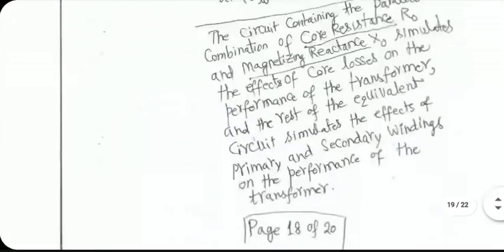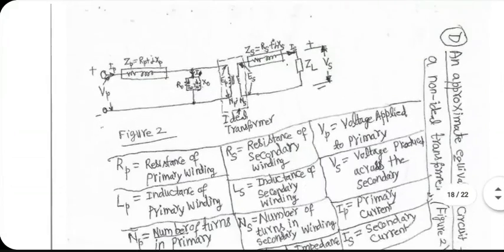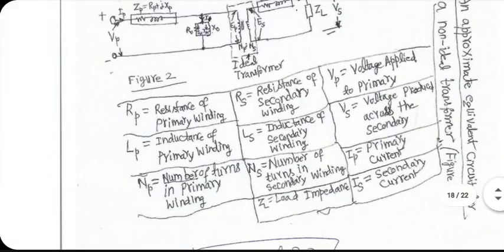Don't know where the diagram went, but one minute. Should, yeah, here. VP is the voltage applied to primary. EP is the corresponding EMF in the primary. VS is the voltage produced across the two output terminals of the secondary. And ES is the corresponding EMF in the secondary.